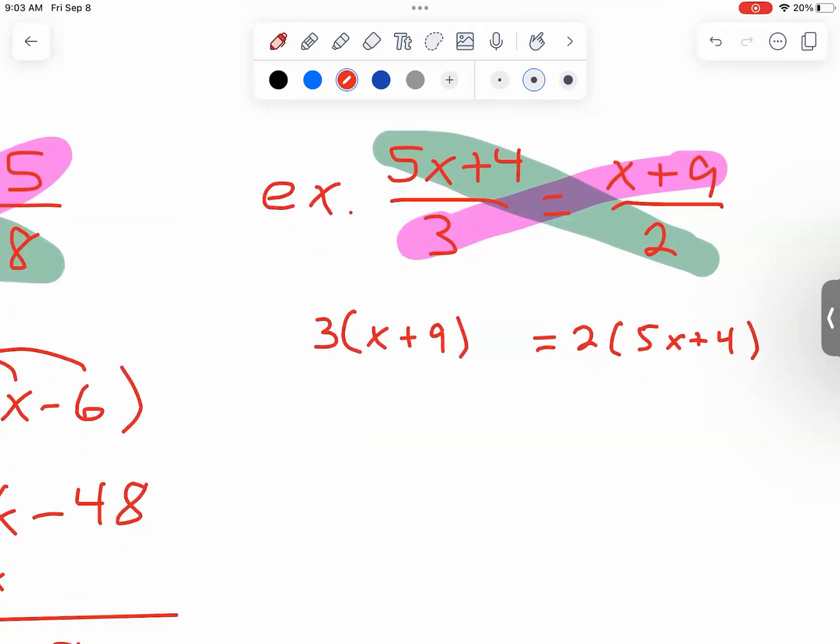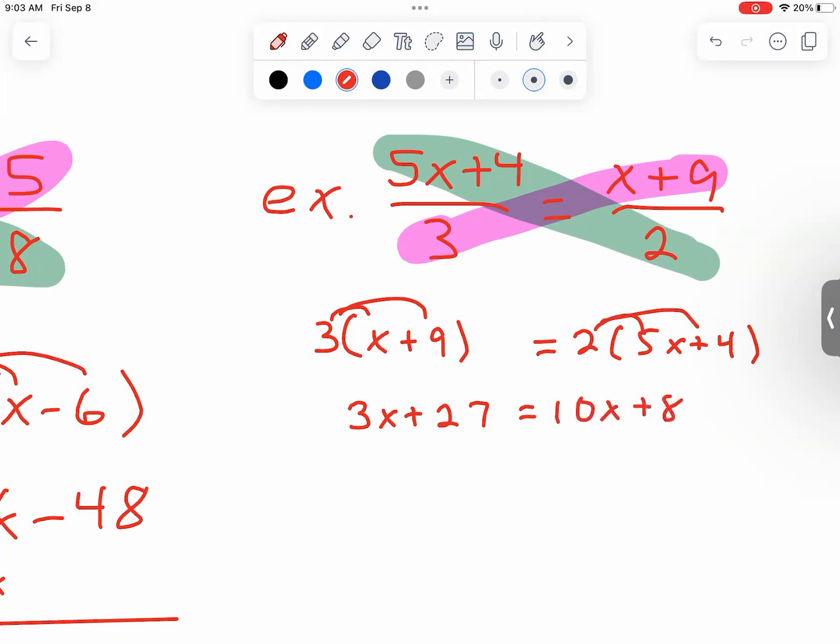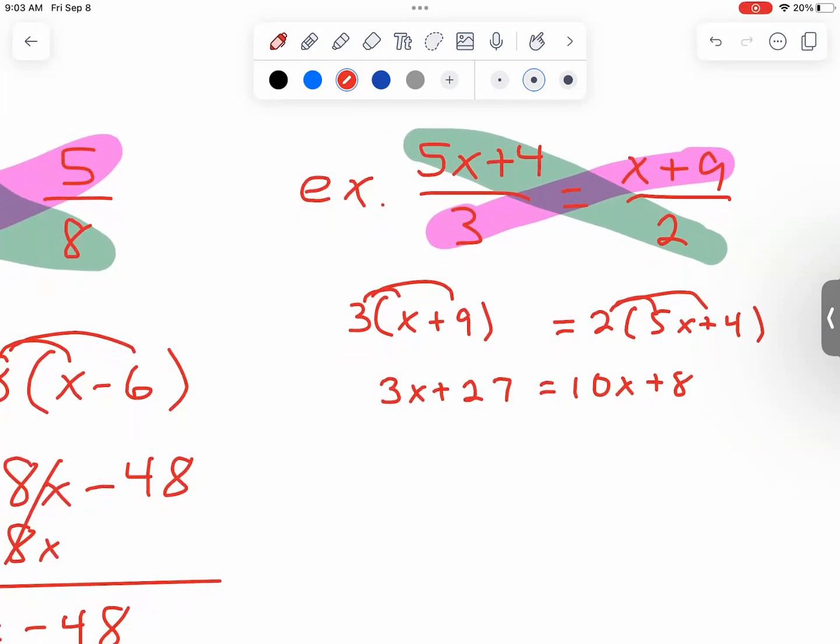Now I want to distribute. So I get 3x plus 27 on the left-hand side. And on the right side, I get 10x plus 8. Now I'll get my x's on one side, my numbers on the other. So I'll subtract 10x from both sides. So 3 minus 10, if I start at 3 and go to the left 10, that puts me at negative 7x plus 27 is equal to 8.